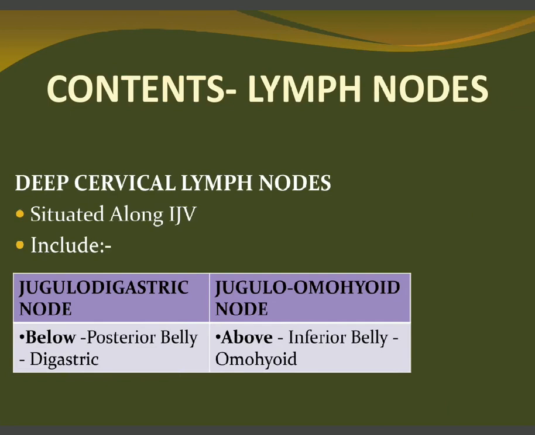Lymph nodes are the deep cervical, and deep cervical lymph nodes include two groups of lymph nodes, that is jugulo-digastric nodes below the posterior belly of the digastric and jugulo-omohyoid above the inferior belly of the omohyoid. That is why they get their name. They are situated along the internal jugular vein. That is why they are named jugulo-digastric, because they are related to the internal jugular and the posterior belly of digastric, and jugulo-omohyoid because internal jugular vein and the inferior belly of the omohyoid.